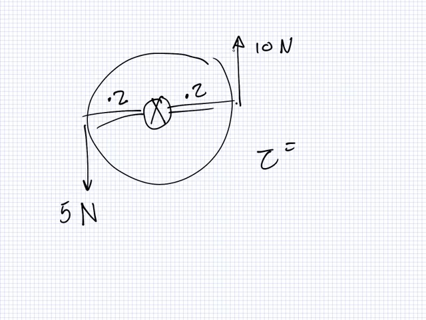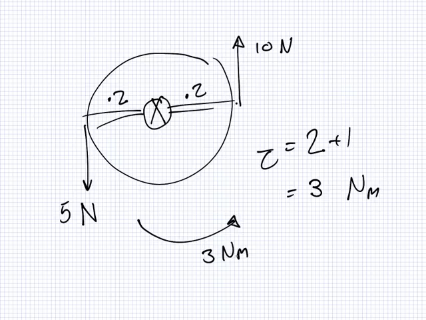0.2 times 10? 2. And here, 0.2 times 5? 1. Yeah. So the turning force is 3 Newton meters. So he is making the wheel turn by 3 Newton meters. What else should the wheel do? It's supposed to move up. Yeah. With how much force? 5 newtons. But it doesn't, of course, because I know you think you're strong, but you're not that strong, okay?